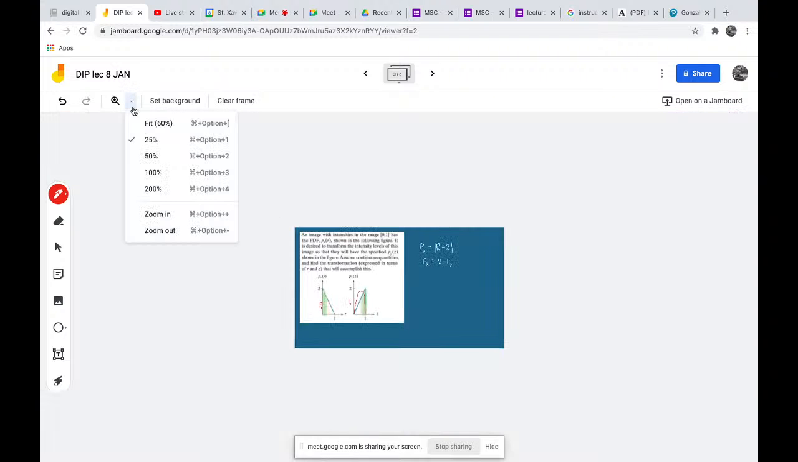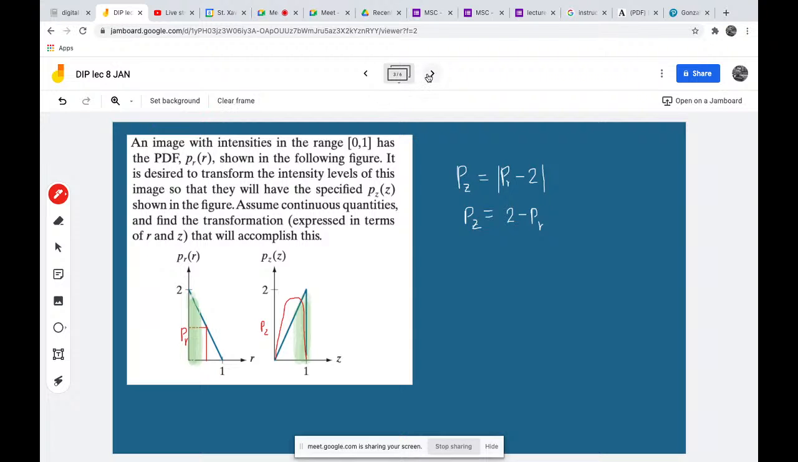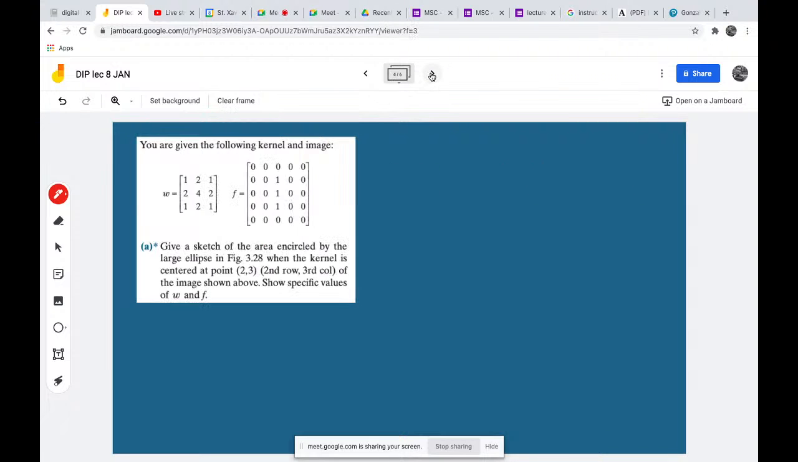Oh, sorry. Yeah. Now let's go to the next. You are given the following kernel and image. There is a kernel 121, 242, 121. There is an image. This image has 3 bright pixels and the rest of them are dark. It will be interesting to see how this image would look.